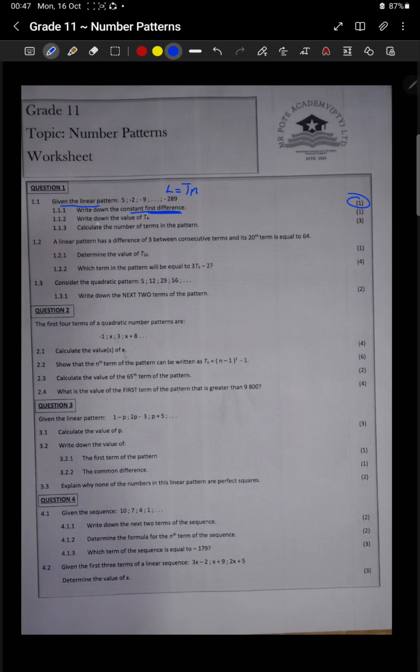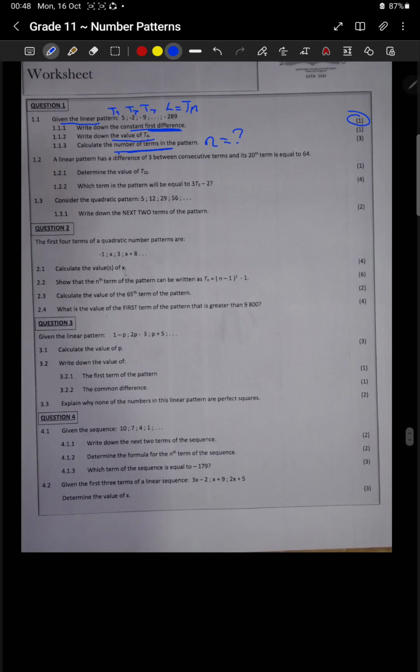And then the second one says write down the value of T4. Now the values that we have here are T1, T2 and T3, so we don't know T4. Okay, so that means we'll have to work out that part. And the last one is to calculate the number of terms. This question is the same as the one that says which term. So when they say which term, or calculate the number of terms, that means you have to find the value of n. Now let's begin to look at the first part.